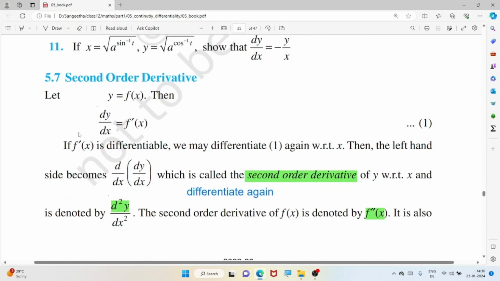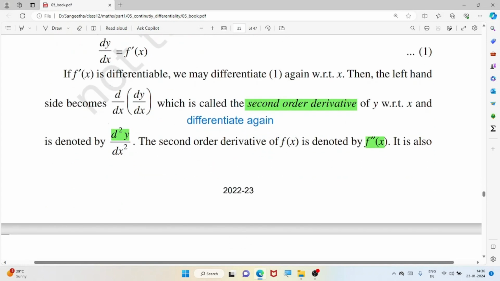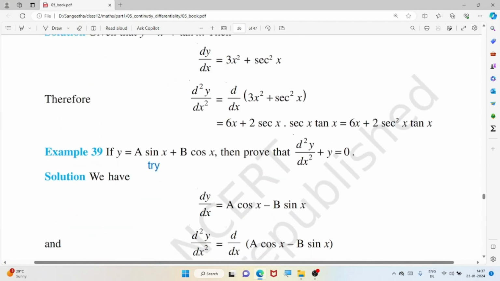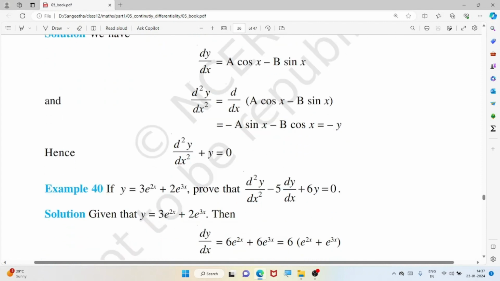Second order derivative means one more time you have to do differentiation. f of x after differentiation gives f dash of x, then one more differentiation gives f double dash, that is d square y by dx square. Differentiate again and we will get the second order derivative, that is f double dash here. So you can differentiate f of x, f dash of x and f double dash of x.